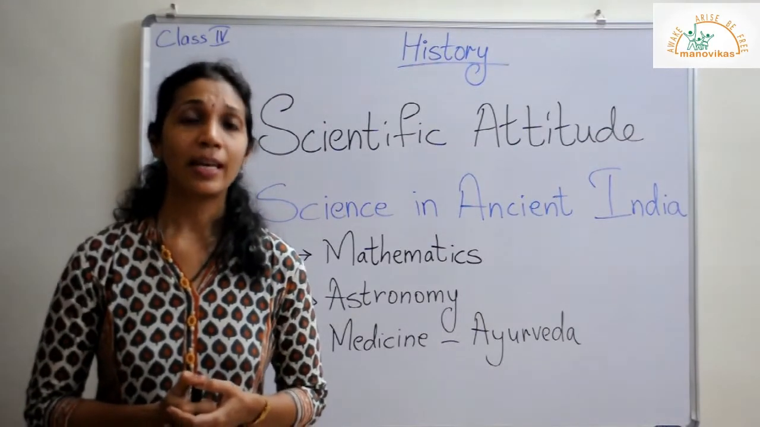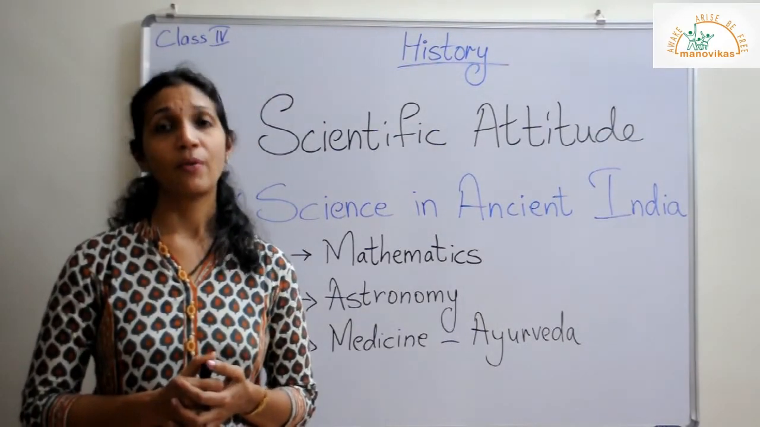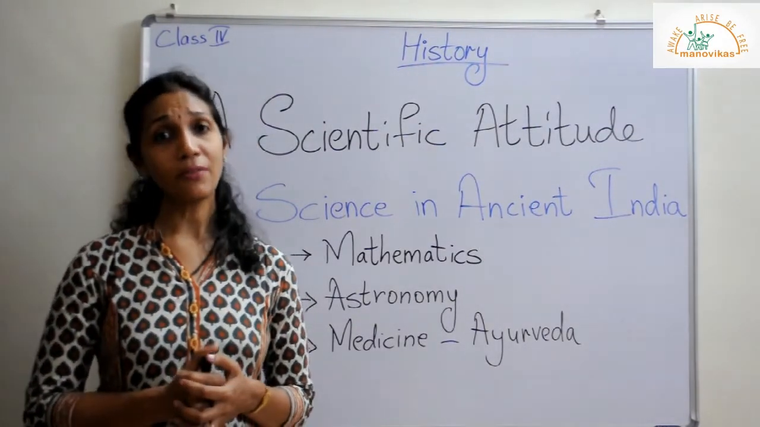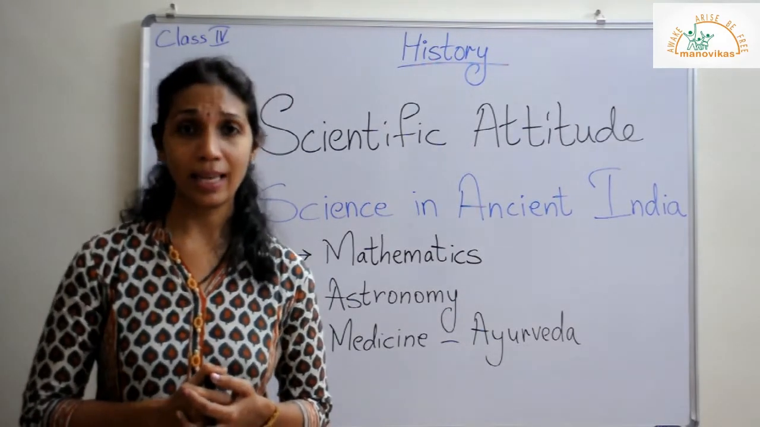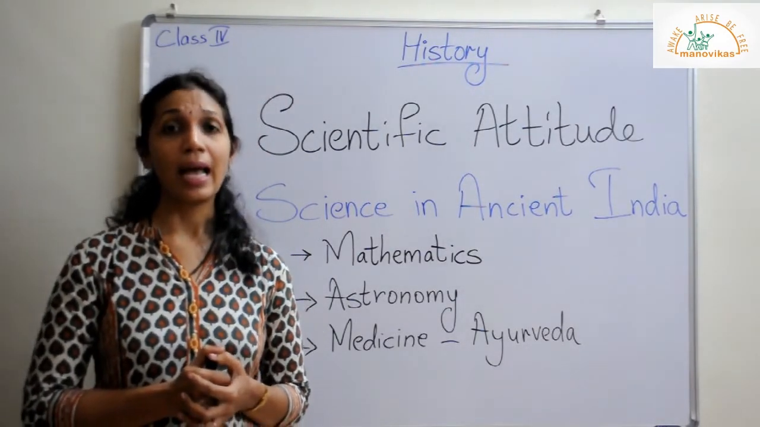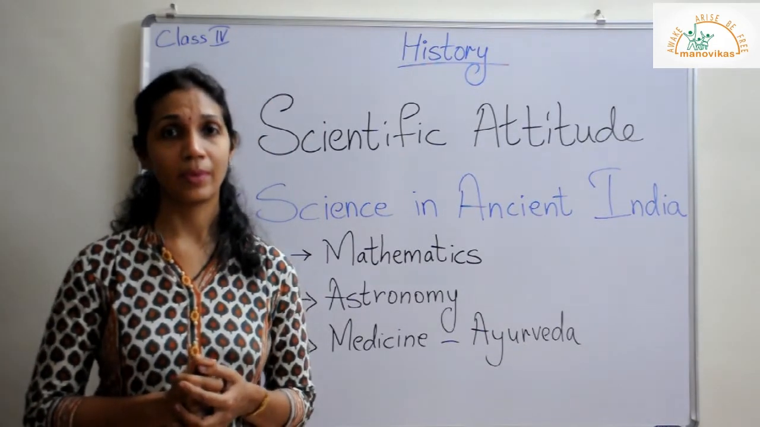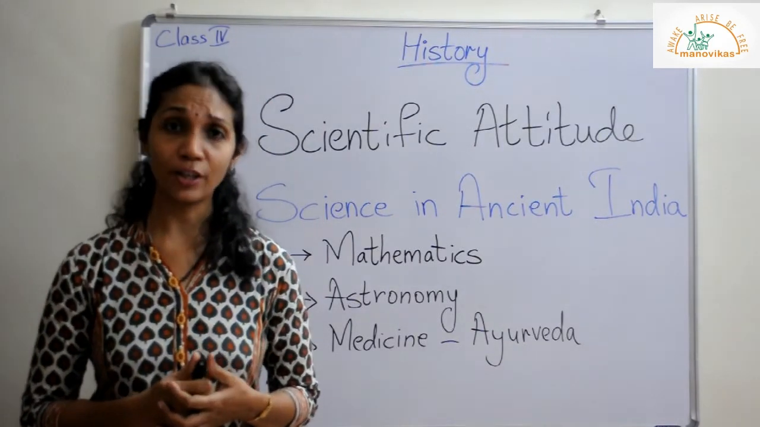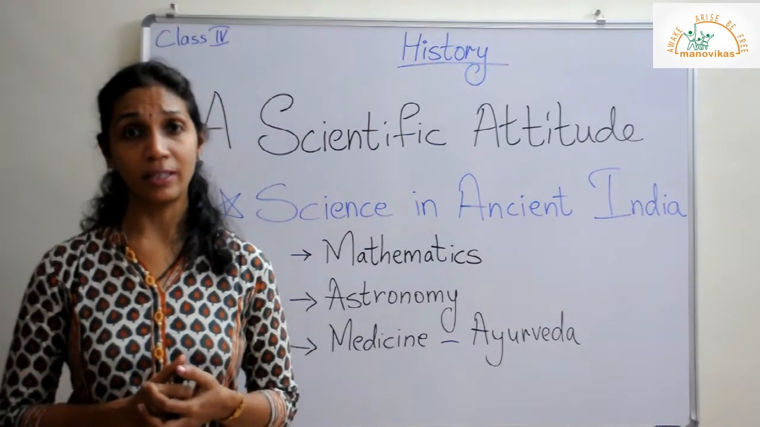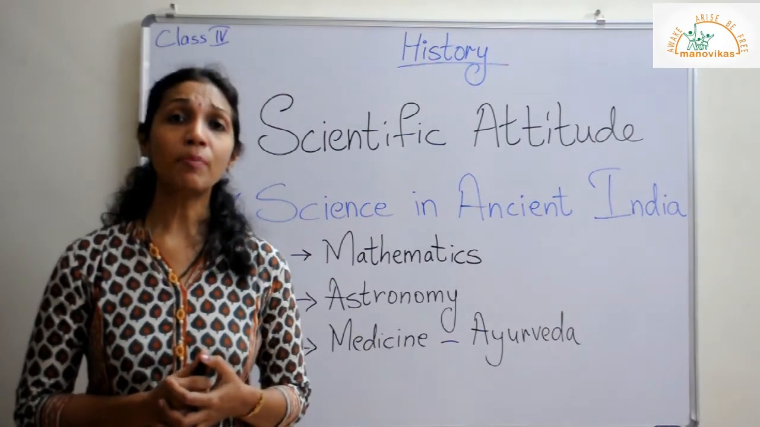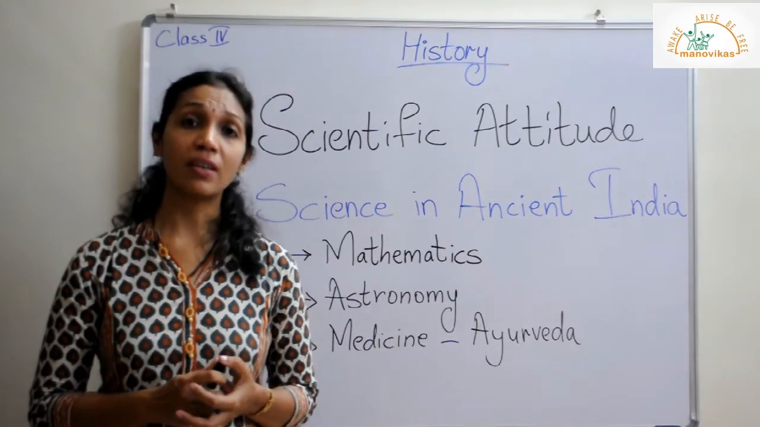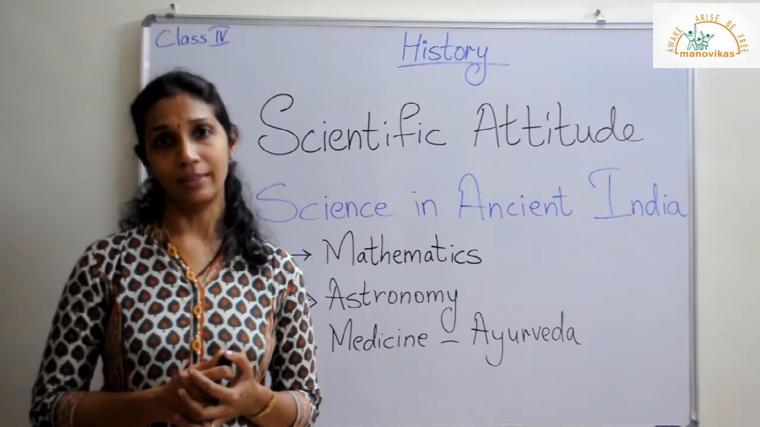So students, in this chapter, we have learned how a scientific way of looking at things around us has helped us to change our lives for better. Having a scientific attitude and being observant has helped human beings to survive and flourish on earth.